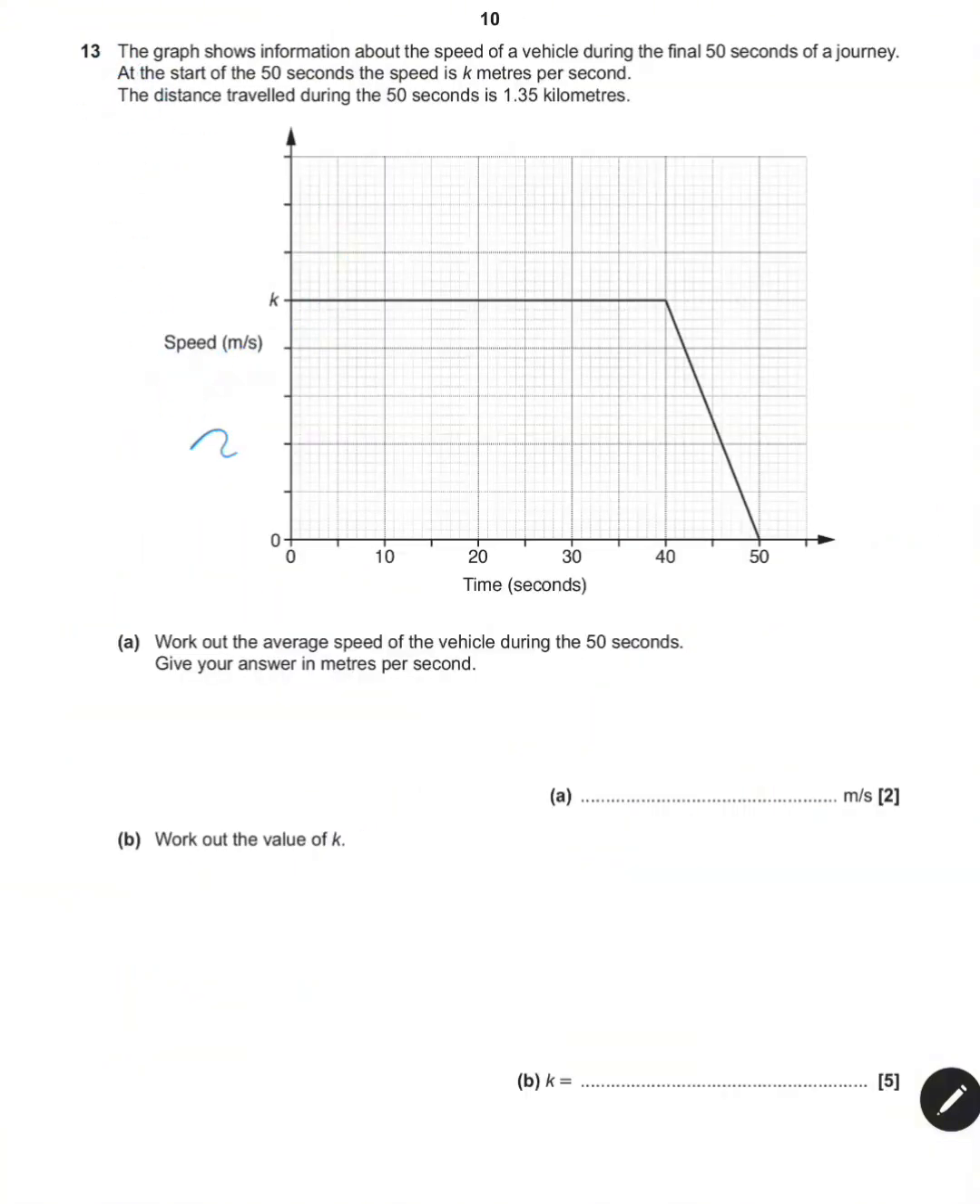Question 13, we're looking at a speed time graph over a 50-second journey. And what we don't know is this starting speed. We're just given that the starting speed is k. The distance travelled during 50 seconds is 1.35 kilometres. So we've got some information. It says work out the average speed during the 50 seconds. Well, we know that the distance is 1.35 kilometres.